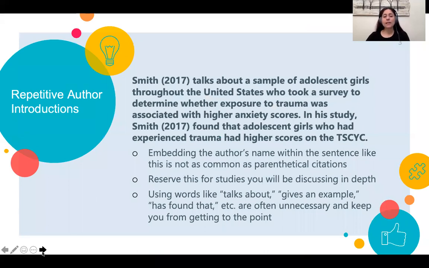One really common thing that I see a lot is repetitive author introductions. This involves embedding the author's name within the sentence. This is really not as common in APA writing as parenthetical citations, the one where you have it in parentheses. It's useful in some cases, but it tends to be used a lot more than it should be in graduate writing. And so you can see this example here where Smith 2017 keeps being used.